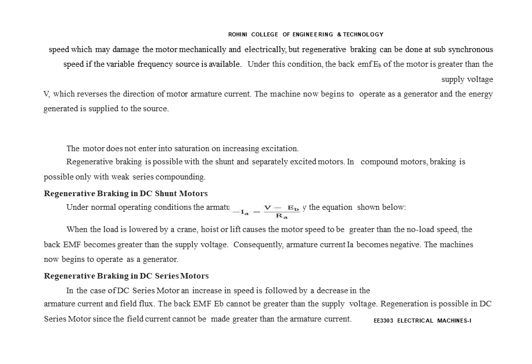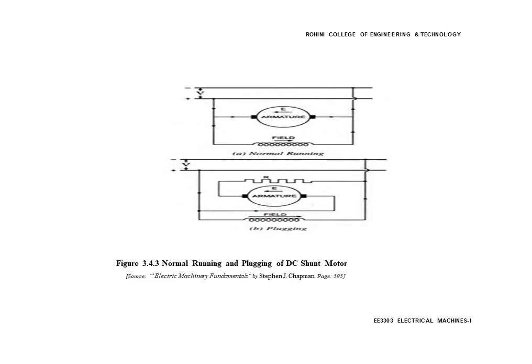In the case of a DC series motor, an increase of speed is followed by a decrease in the armature current and field flux. The back EMF Eb cannot be greater than the supply voltage, so regeneration is not possible in the DC series motor, since the field current cannot be made greater than the armature current. This is the diagram for normal operating and plugging of DC shunt motor.